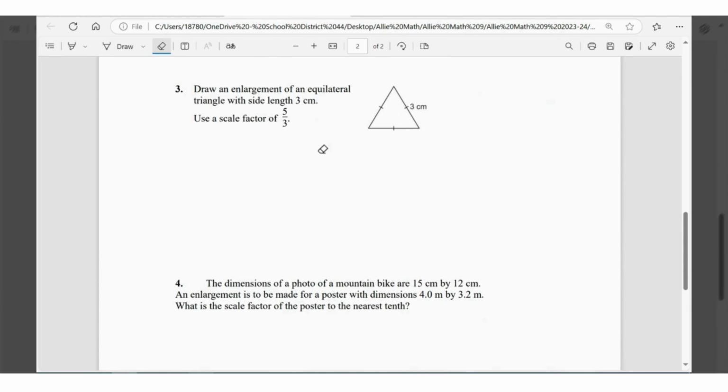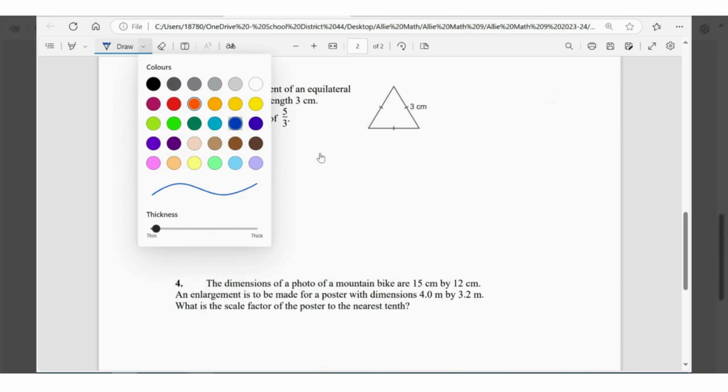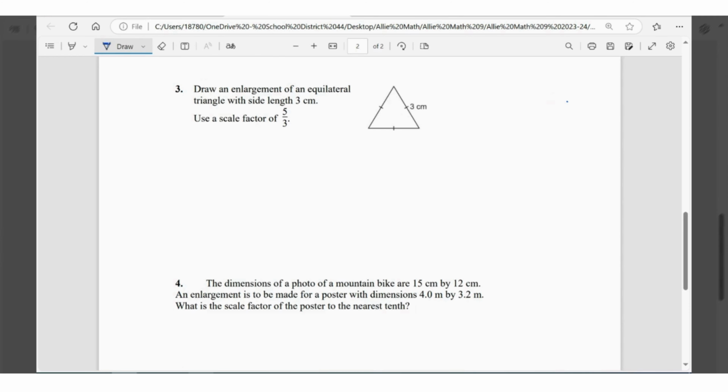So draw an enlargement of an equilateral triangle. So we need to draw the diagram now. The triangle with side length 3 centimeters and use the scale factor of 5 over 3. Okay, so remember, if we're looking at scale factor, the relationship between these things equals the scale diagram over the original. We have the scale factor, we have the original, and it's a scale diagram that we're looking for. And I think there's a couple ways to look at this.